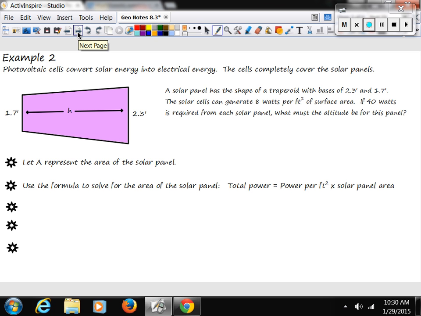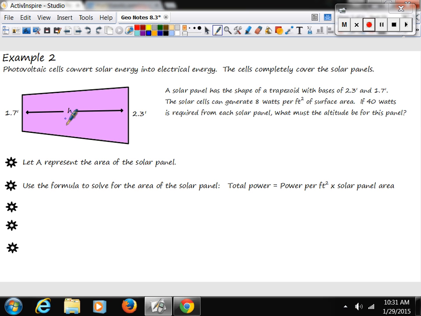Okay, photovoltaic cells convert solar energy to electrical energy. So you see the solar cells around. It says the cells completely cover the solar panel. So on this solar panel, there are photovoltaic cells. They cover it completely. The solar panel has a shape that's a trapezoid. It's got the two bases, 2.3 and 1.7.